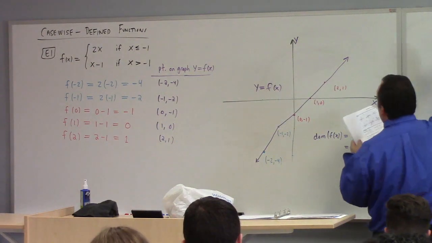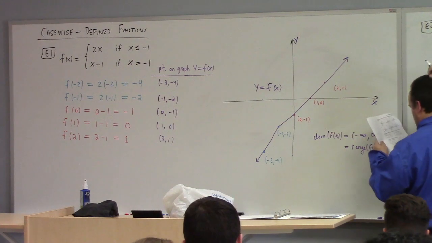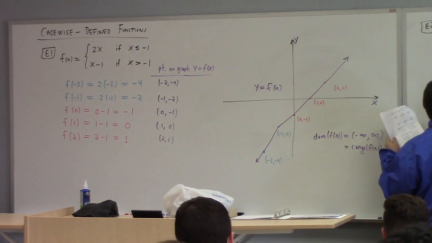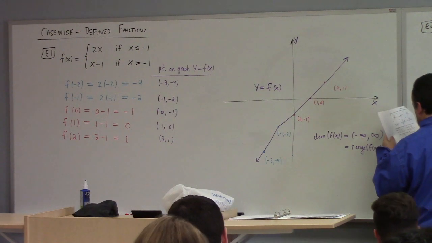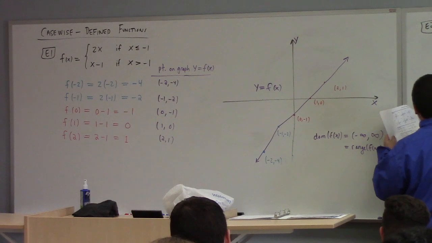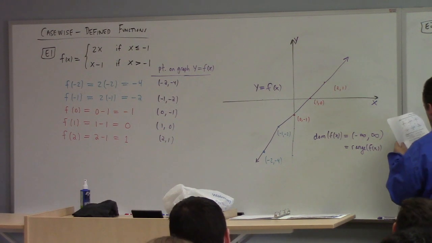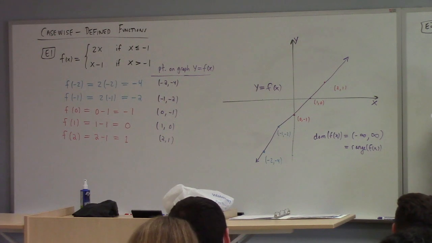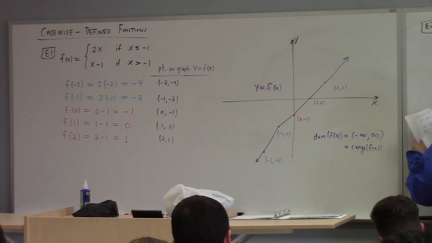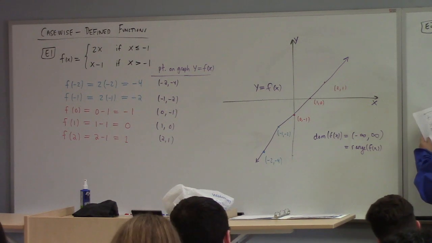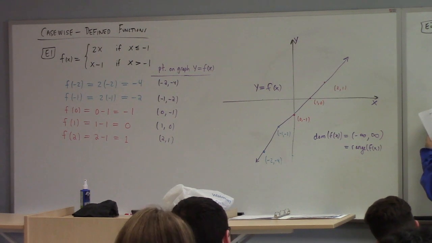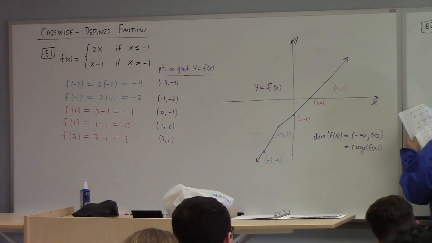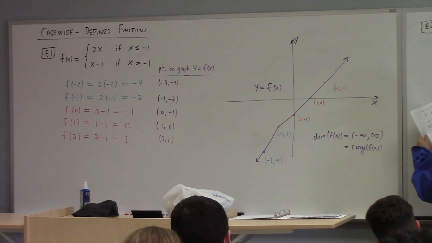All right, let's see here. Another example. F of x equal to, this one's got 3 cases. We've got 2x, we've got minus 2, and we've got x squared minus 2. All right, and the cases are if minus 5 is less than or equal to x is less than minus 1. The next case is if minus 1 is less than or equal to x is less than 0. And the final case is if 0 is less than or equal to x is less than or equal to 2.